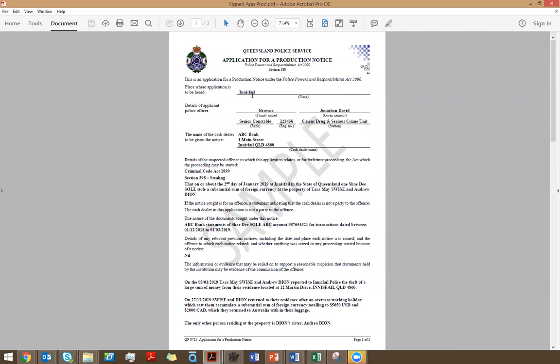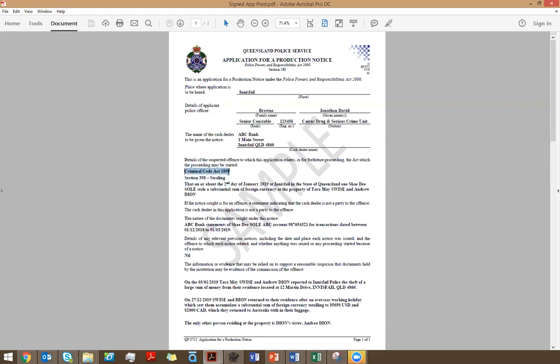So you can see here that this application was made in Innisfail, and here's the applicant officer here, Jonathan David Brown, and Jonathan's put his rank, registration, and the station he's from. The name of the cash dealer, as mentioned, should be there. And then, the Criminal Code Act. So at this point in time, Jonathan is stating that ABC Bank holds documents that does provide evidence for a suspicion of an offence, which in this case is stealing.